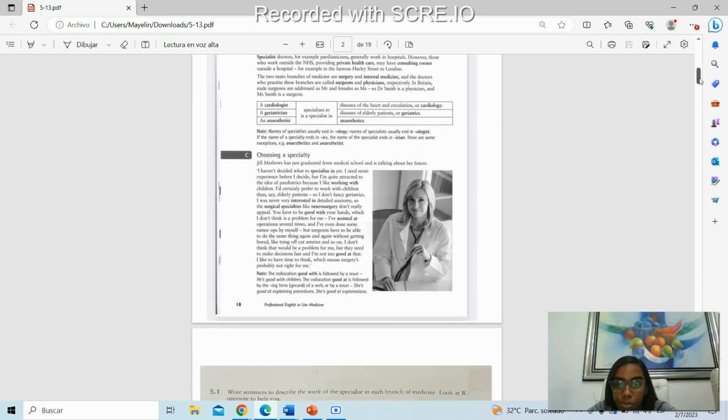Note: the collocation good with is followed by a noun, as in good with children. The collocation good at is followed by the -ing form, the gerund, of the verb or by nouns. She is good at explaining procedures. She is good at explanations.